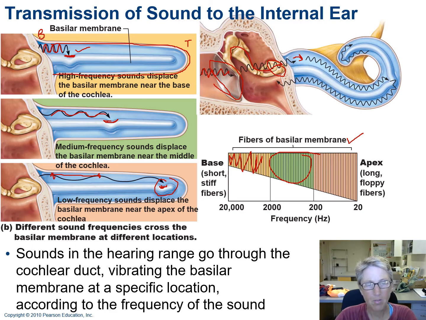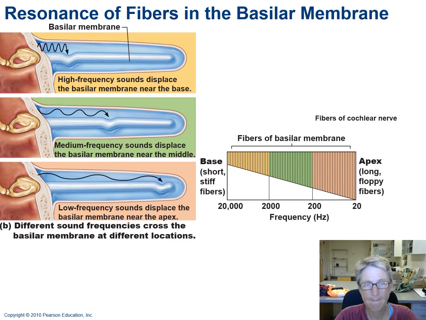So the sounds in the hearing range go through the cochlear duct. Those sounds are pressing down here on the cochlear duct, and when they press there, they're going to vibrate the basilar membrane, and that will be commensurate with the frequency of the sound wave.